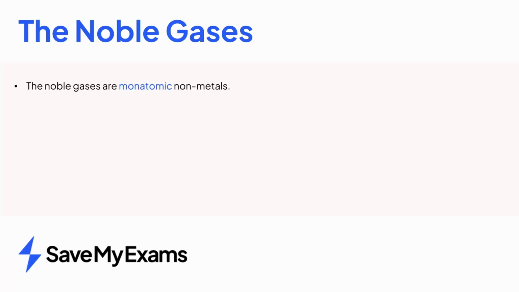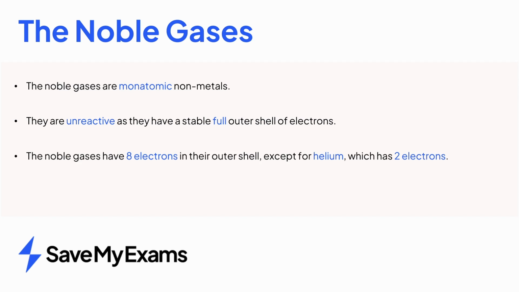In summary, the noble gases are non-metals which are monatomic. This means they exist as single atoms. They are unreactive as they have a full outer shell of electrons, which is a stable arrangement. They all have 8 electrons in their outer shell, with the exception of helium, which has 2 electrons in its outer shell.